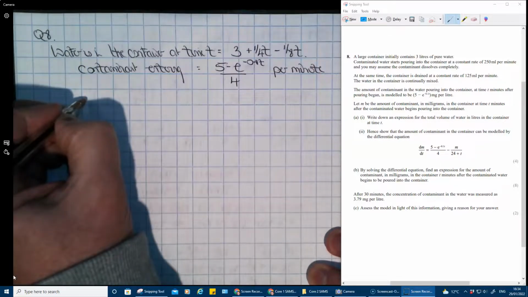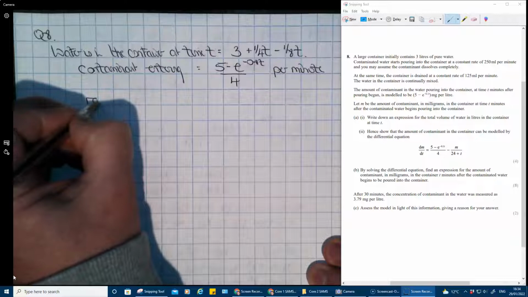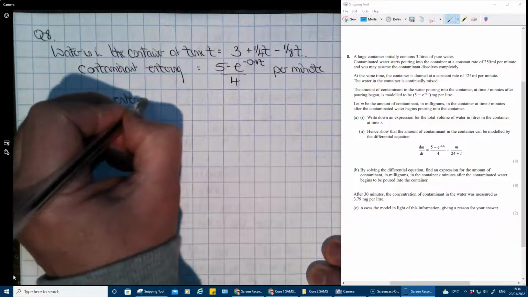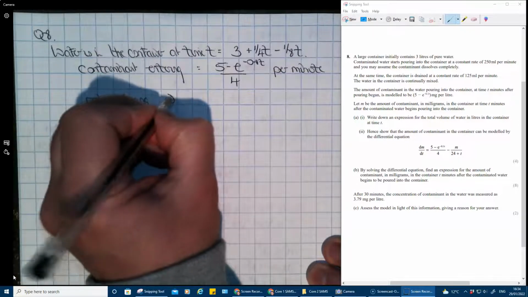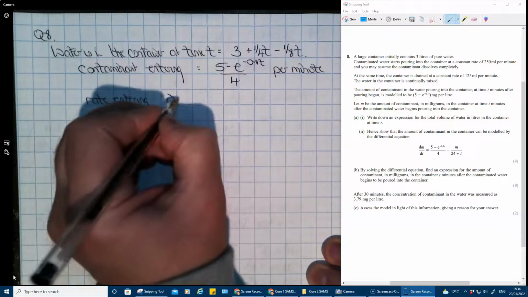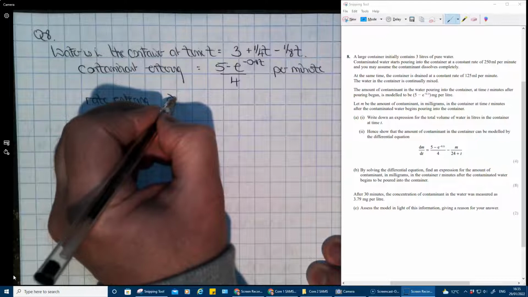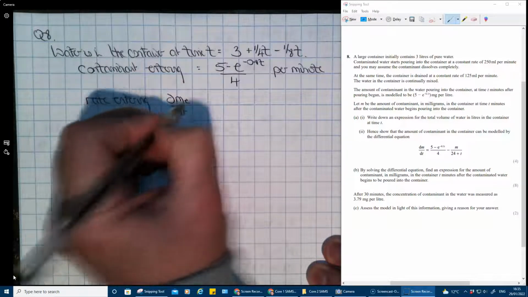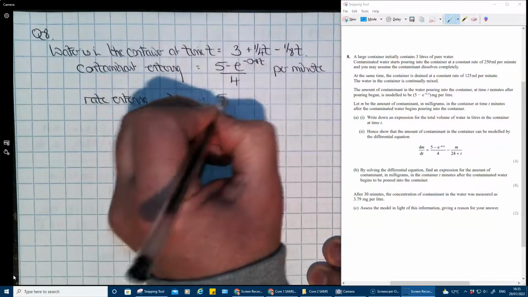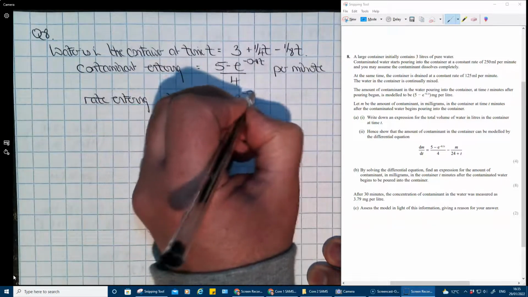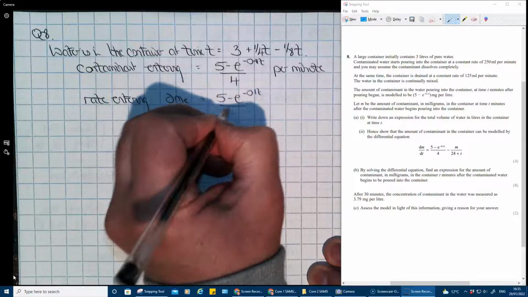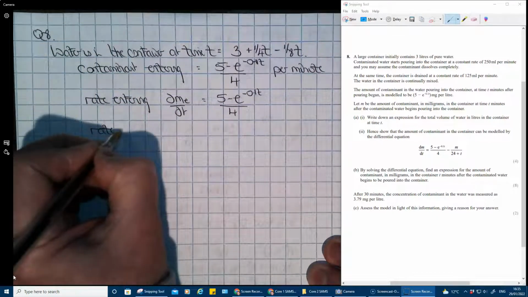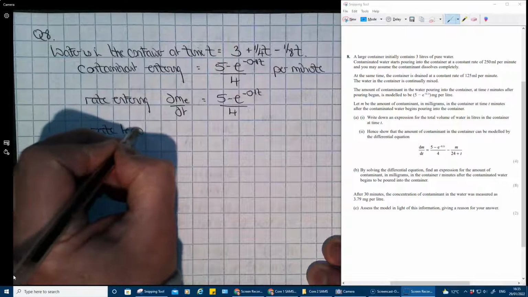So let's have a look at the rate it is entering. So the rate of contaminant entering, if you like, is that. And the rate of the contaminant leaving.